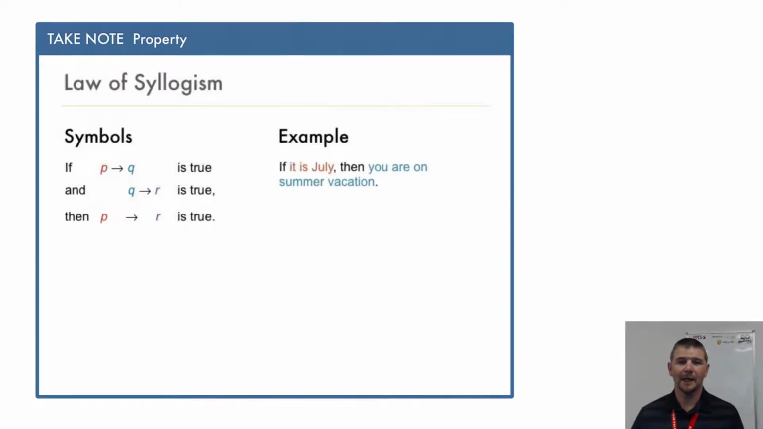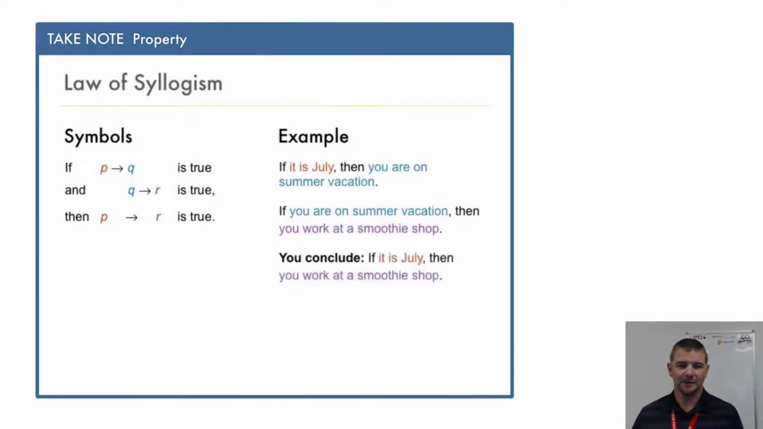For example, if it is July, then you are on summer vacation. And if you are on summer vacation, then you work at a smoothie shop. From these two, you can conclude, if it is July, then you work at a smoothie shop.